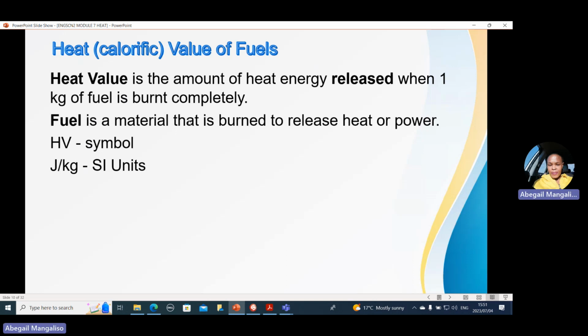Now, if it releases 30 per kilogram, and you have 2 kg, it means it will be 2 times 30, which is 60. How do you get 60? You multiply the given m by the heat value. So the formula to calculate the heat released by a fuel is Q = mHV. m is the mass of the fuel. HV is the heat value, the heat that is released when 1 kilogram is completely burned.